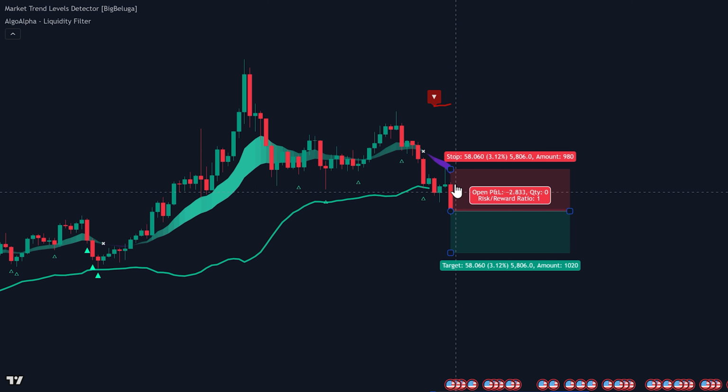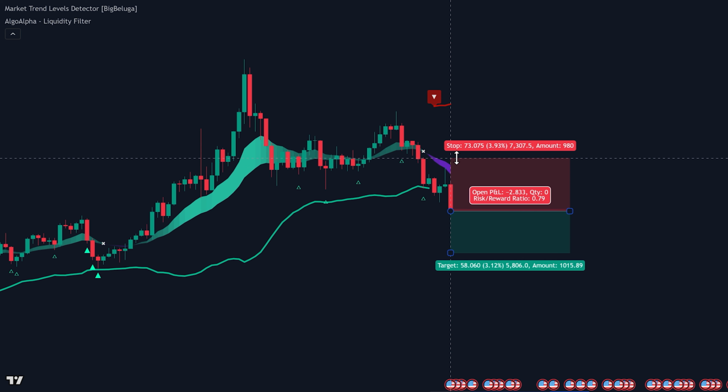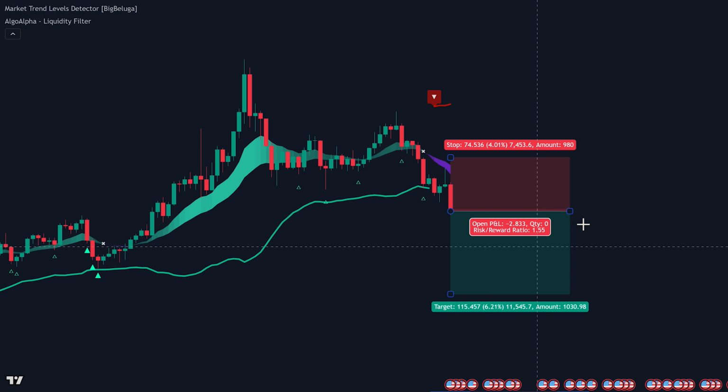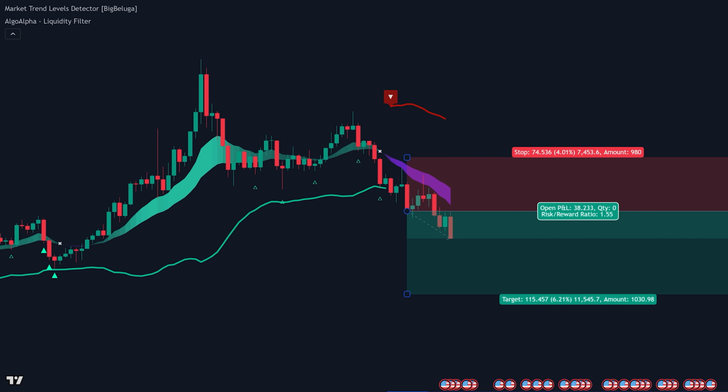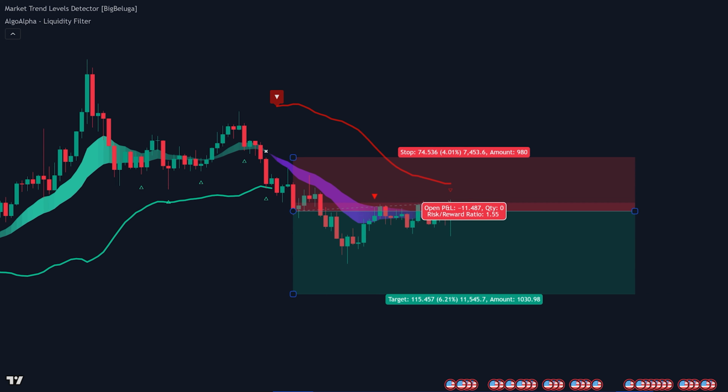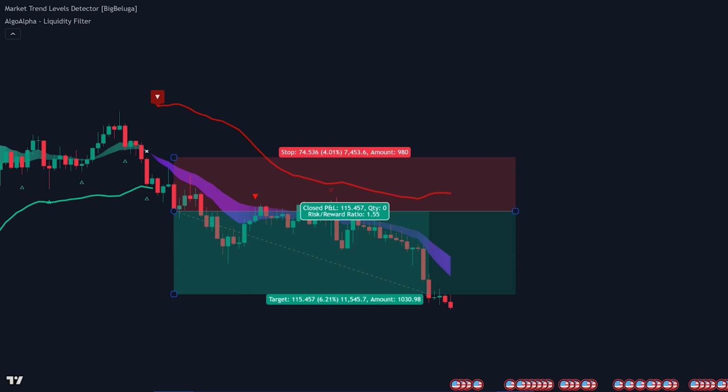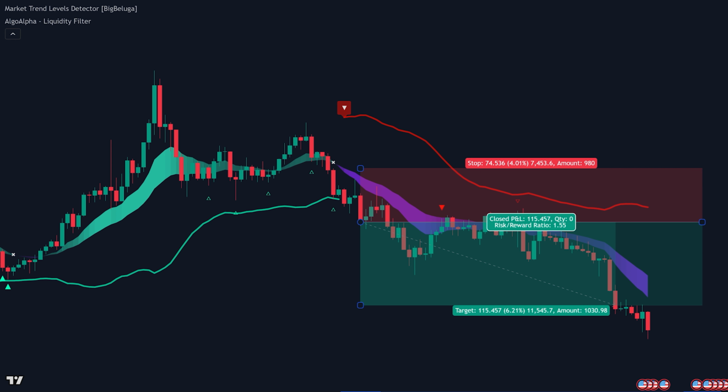The stop loss should be placed just above the market trend detector's trend band to limit risk. For the take profit, we aim for a 1 to 1.5 risk to reward ratio. As shown in this example, all conditions were satisfied, and price moved in our favor, successfully hitting the target. A clean and profitable short trade.